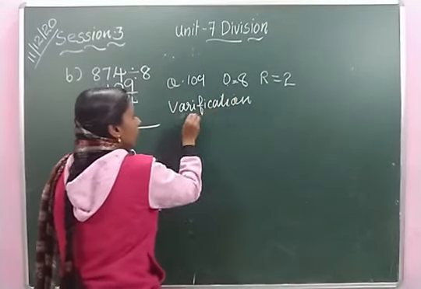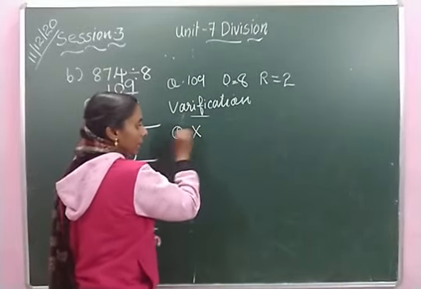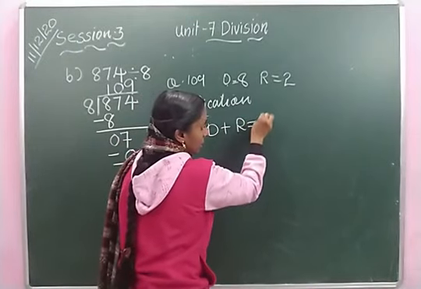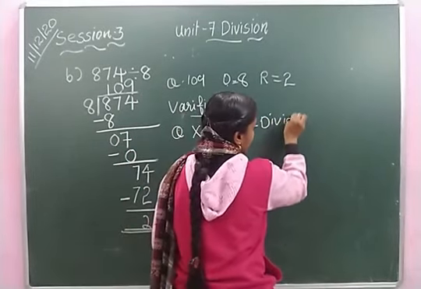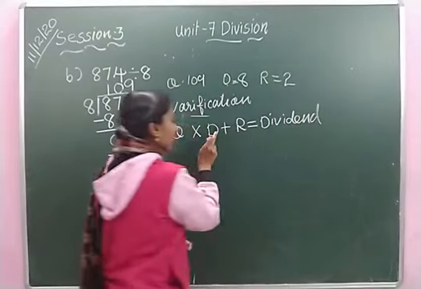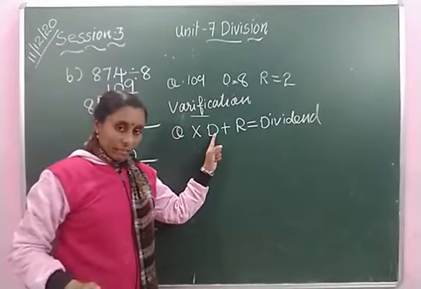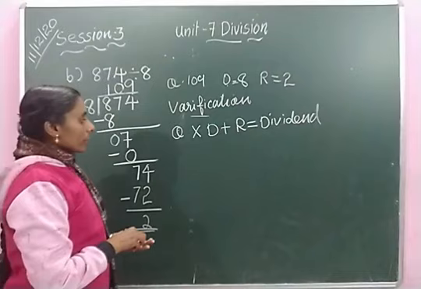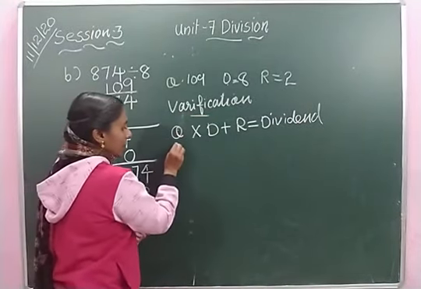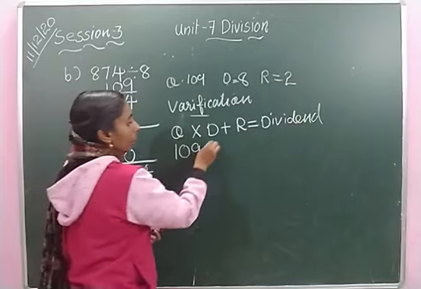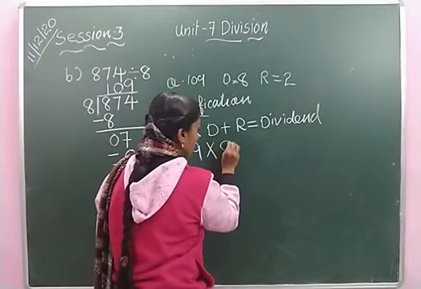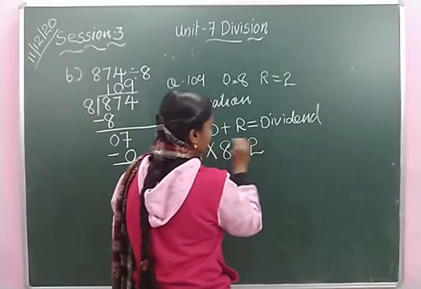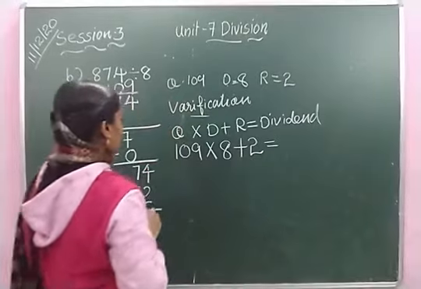Verification, how can we do it? Quotient multiplied by divisor plus remainder is equal to dividend. Then we can apply the numbers here: 109 multiplied by 8 plus remainder 2 is equal to, what is the dividend?